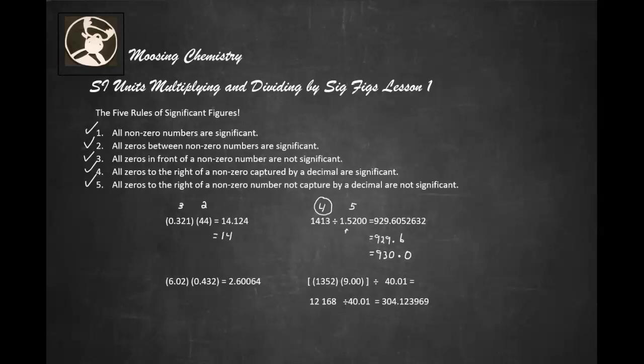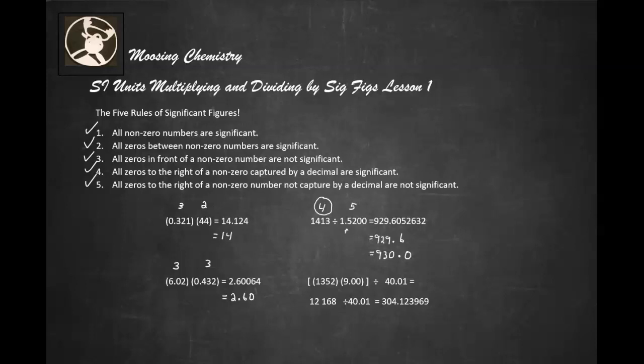Okay, let's look at the next one here. We're multiplying here, and we have 3 sig figs in the number 6.02 because 1, all non-zero numbers are significant, and all numbers between zeros are significant. So there's 3 there. All right, we have 3 significant figures here because the 0.432 are significant. All right, so now we're going to have our answer in 3 sig figs. So what that's going to give us is, instead of 2.60064, it will be 2.60. There's 3 sig figs.